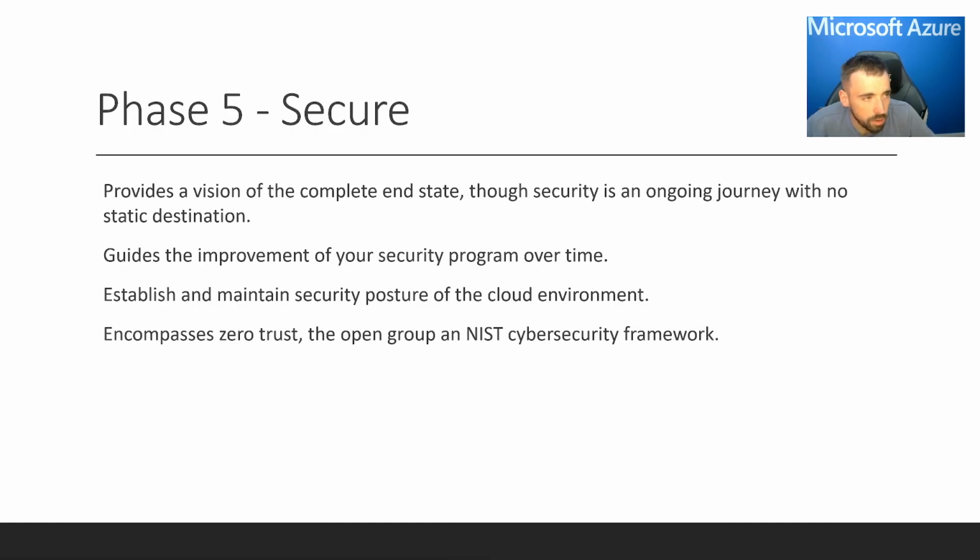We then have the secure phase, which is phase 5, and we're getting now into those 3 phases, which are ongoing phases after the project to implement the platform. It's an ongoing phase that we iterate upon. It provides a vision for a complete end state. However, security is an ongoing journey with no static destination. It guides the improvement of security over time, helps us to establish and maintain security posture of the cloud environment, and it also encompasses Zero Trust, Open Group, and the NIST cybersecurity framework.